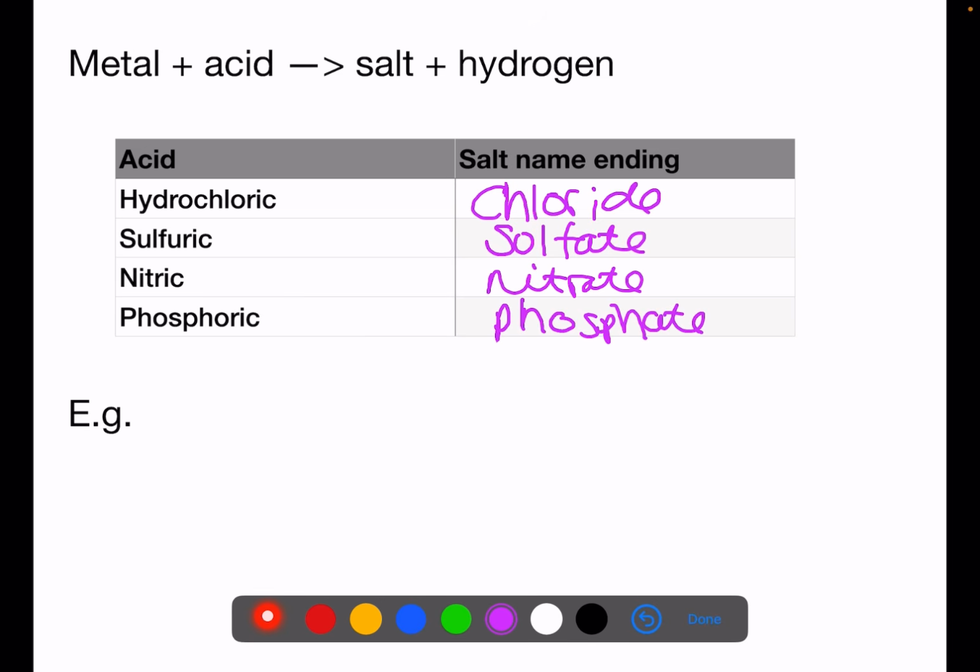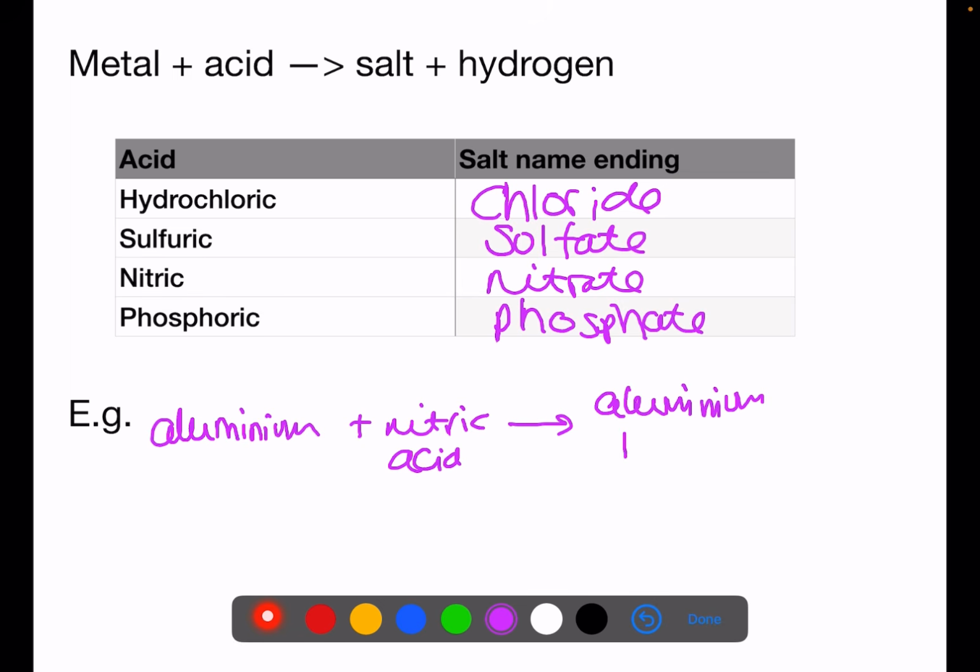For example, if we took aluminium and nitric acid, we would produce aluminium nitrate and hydrogen.